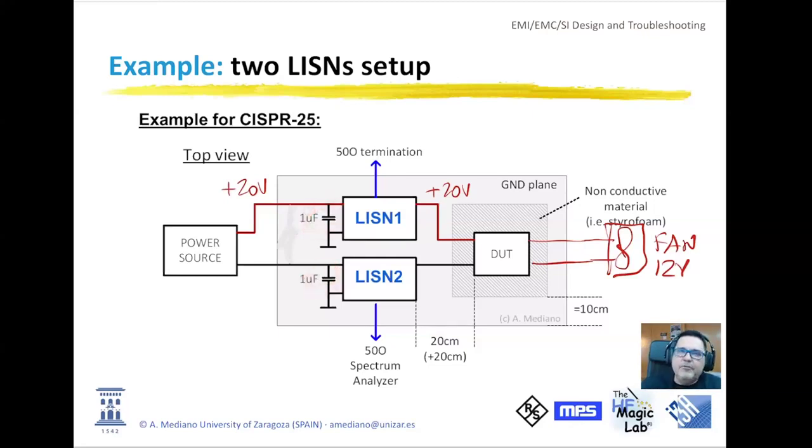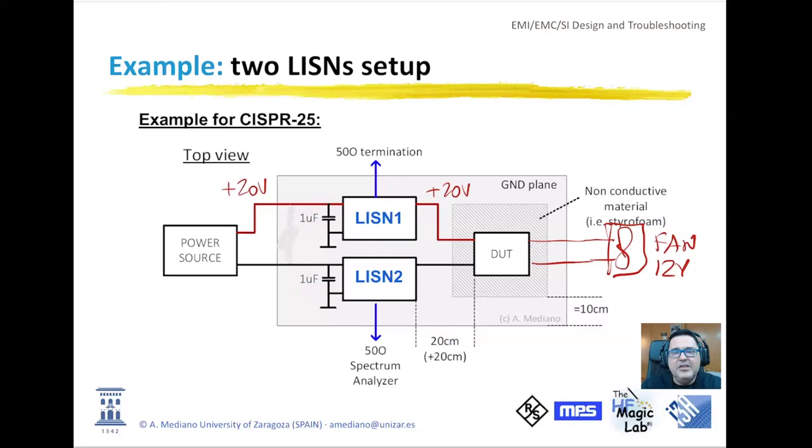This is because if we put the capacitors inside of the LISN, we will not be able to use the LISN for immunity, okay? So in my setup, the 1 microfarad capacitor is outside of the LISN, and in some commercial LISNs, you can find the capacitor inside of the LISN, but you can switch it on or off internally.